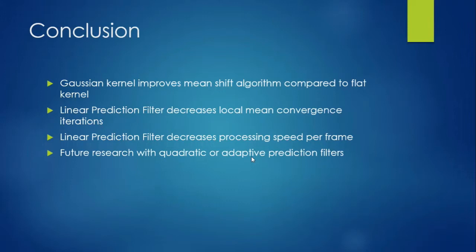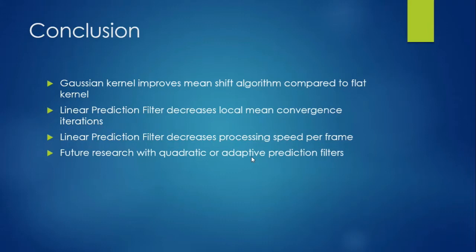Linear prediction filters also have been shown to decrease the time and number of iterations slightly needed to process each frame. So even though we're adding a couple extra steps and other code that we will need to implement every frame, it essentially decreases the amount of time still due to the impact of the prediction filter.